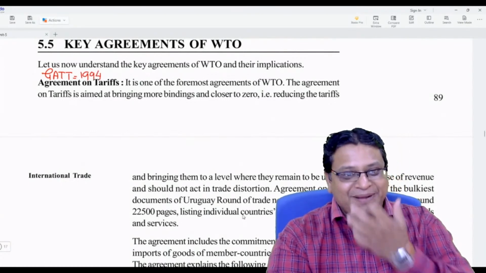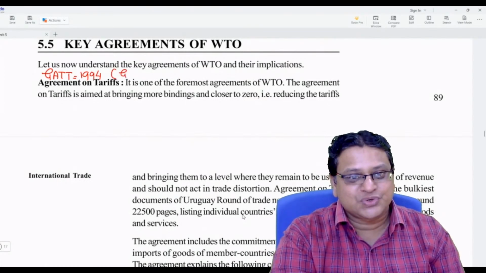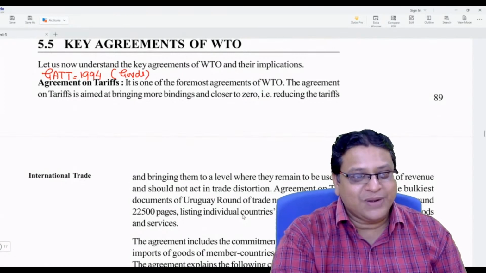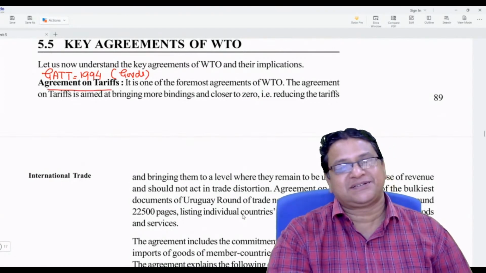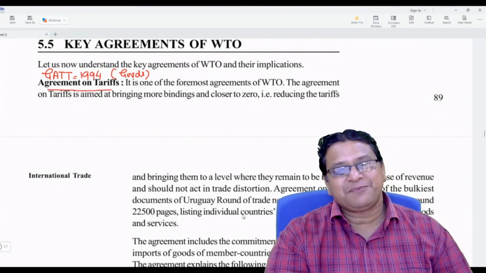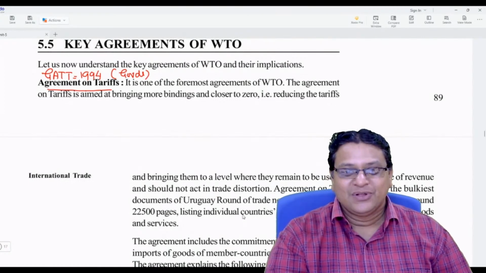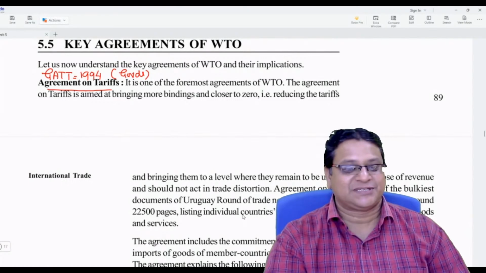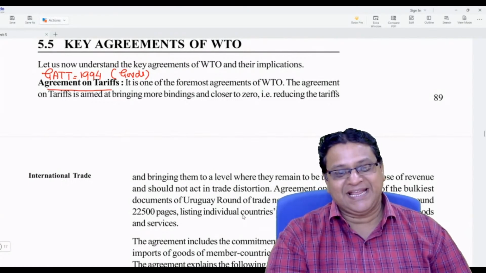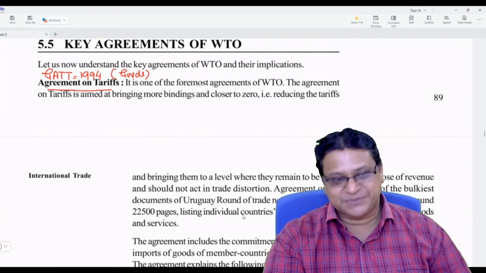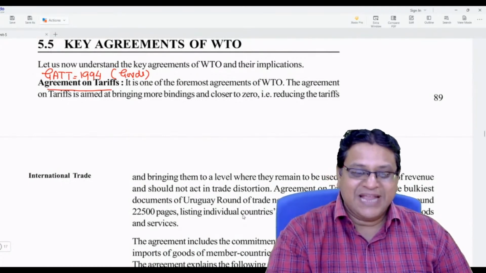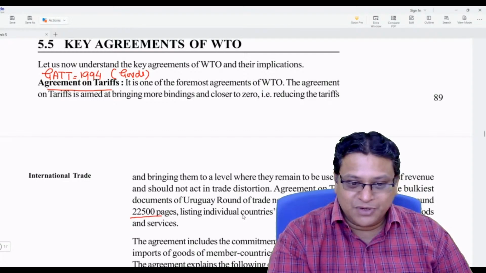So the GATT agreement is related to goods. It is also known as the agreement on tariffs. In the case of the GATT agreement, the member countries have decided to reduce tariffs. So GATT is the General Agreement on Trade and Tariffs. The GATT agreement is the most voluminous agreement.